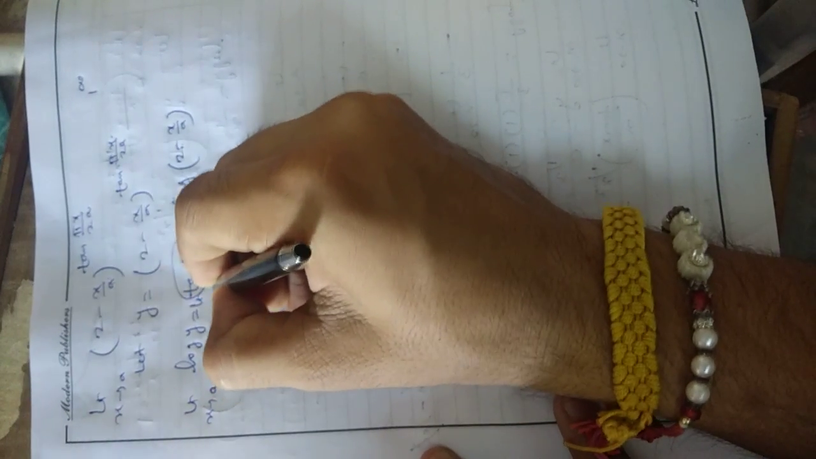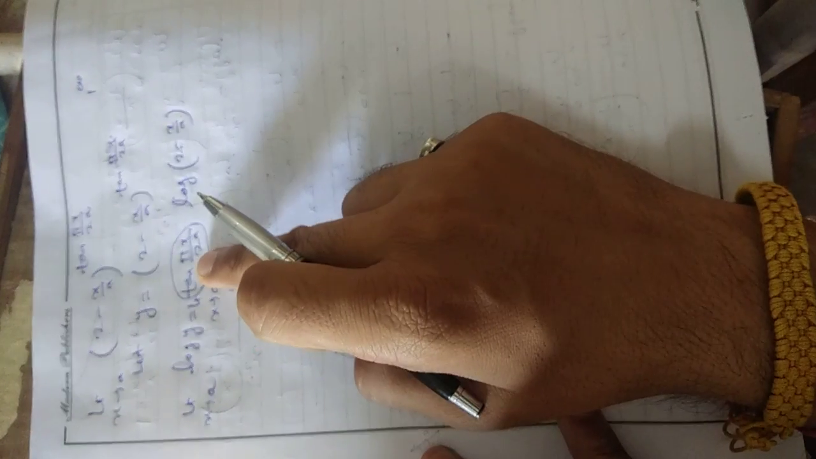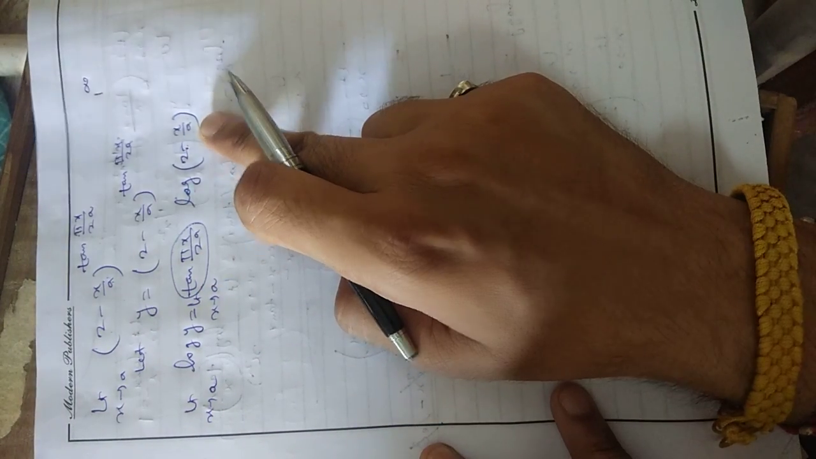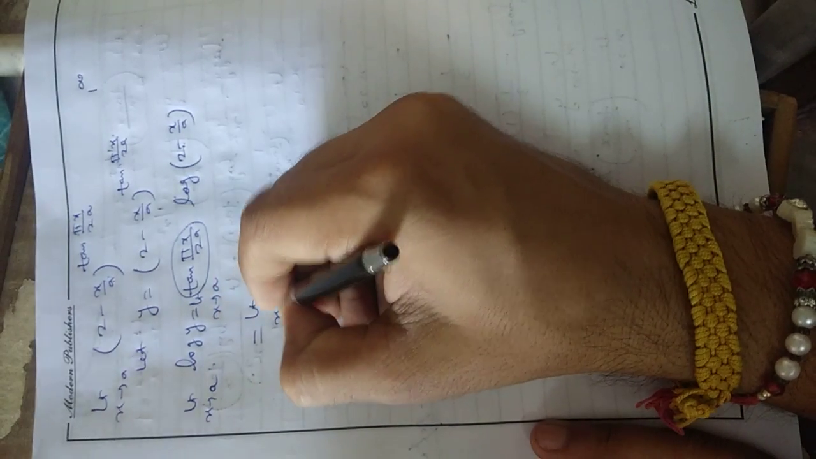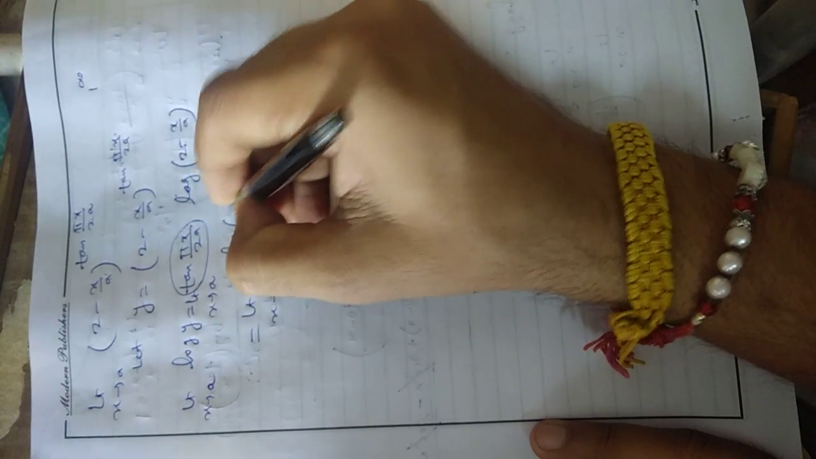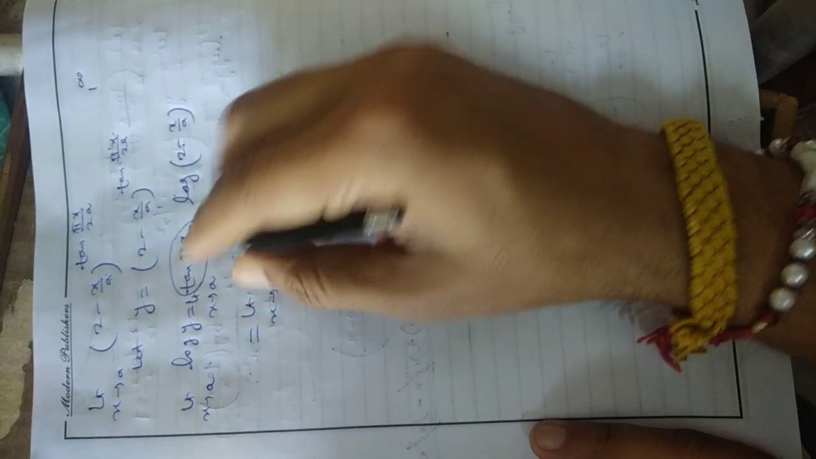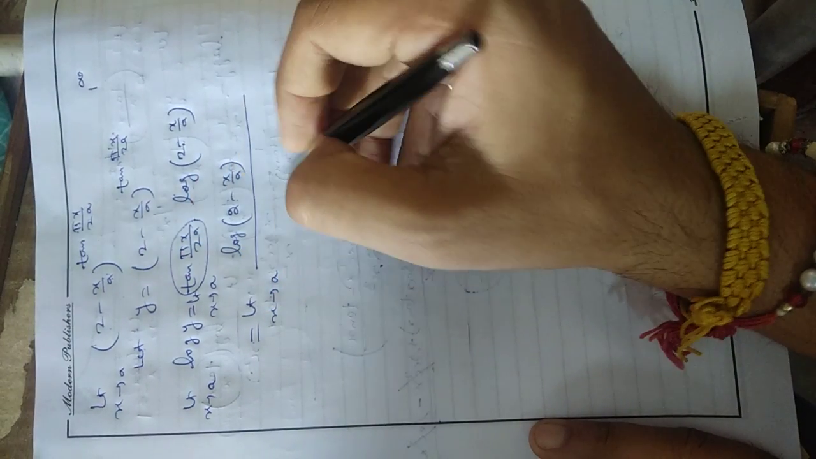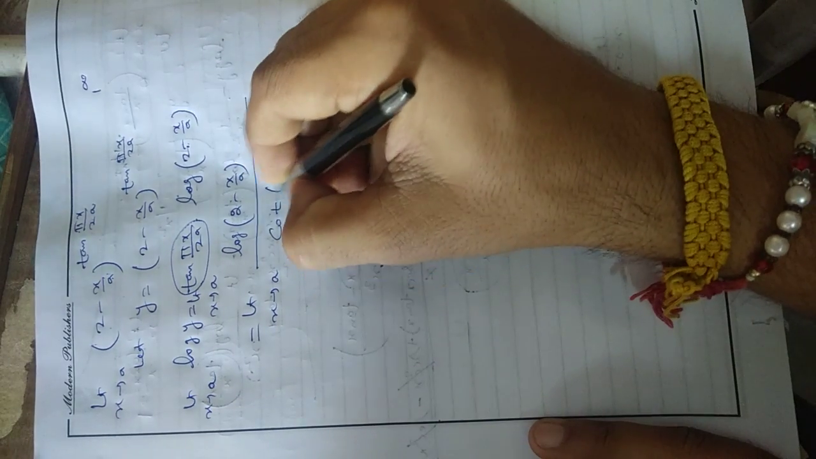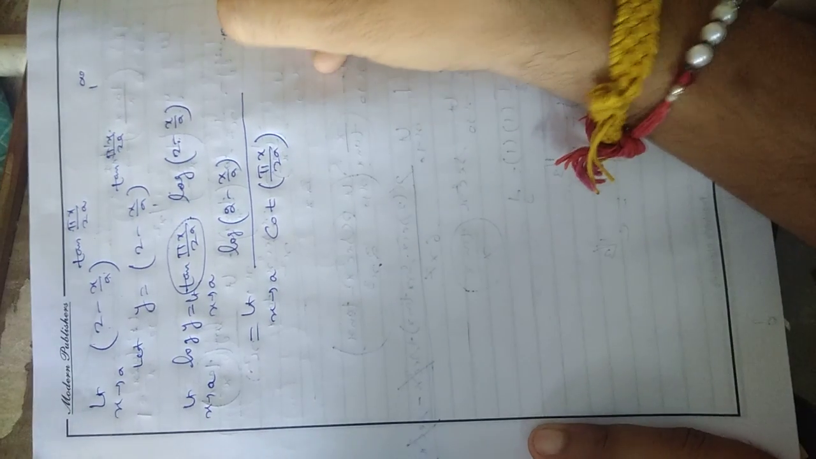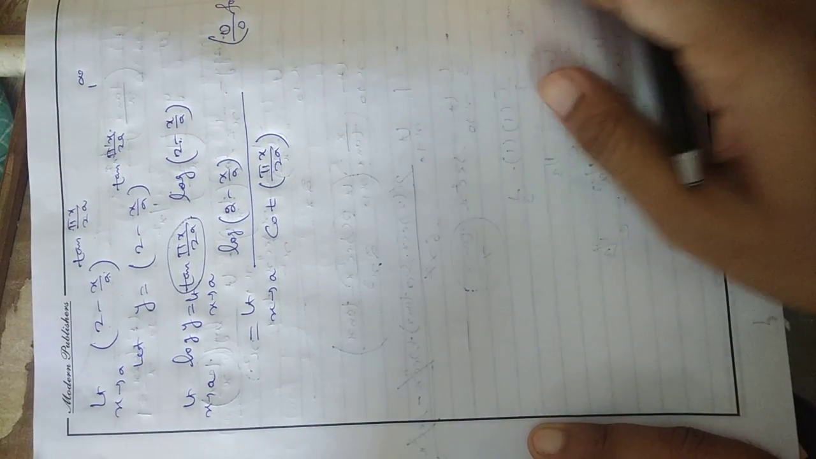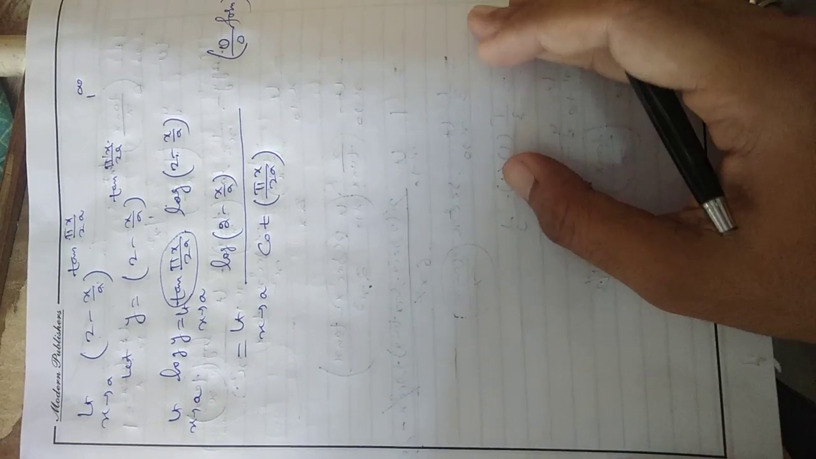If limit x approaches a, this will become infinity and this will become 0. So infinity into 0, either we can convert this into 0 by 0 form or infinity by infinity form. So this can be written as limit x approaches a, log of 2 minus x over a, and tan theta can be written as 1 over cot theta. So this can be written as cot pi x over 2a. Now this is becoming 0 by 0 form. So we can apply L'Hospital rule here.